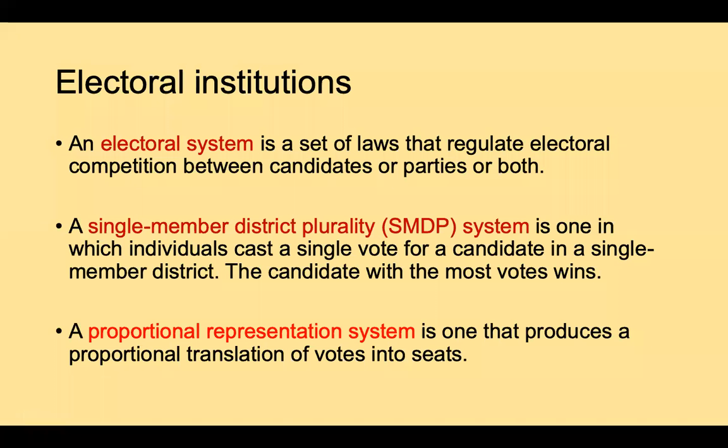Electoral institutions primarily relate to the sets of laws that regulate electoral competition between candidates or parties or both. Electoral systems determine how votes are counted and then how offices and seats are divvied up once the votes are counted. And we really distinguish between two types of electoral institutions. We have on the one hand what we call disproportional or single-member district plurality systems. These are often associated with what we call majoritarianism. In a single-member district plurality system, or an SMDP system, individuals cast a single vote for a candidate in a single-member district. The candidate with the most votes wins.